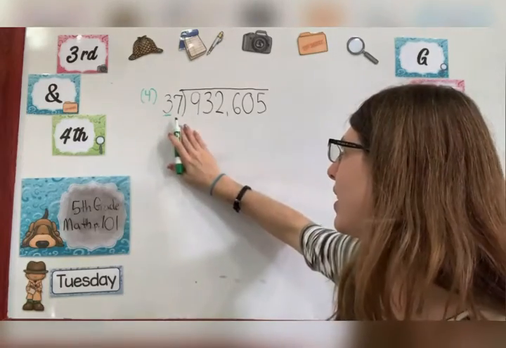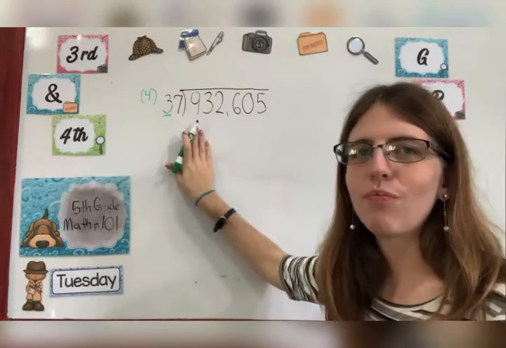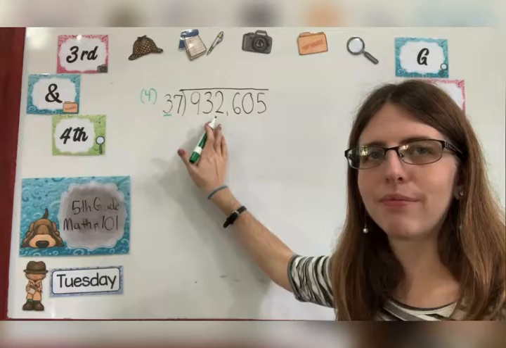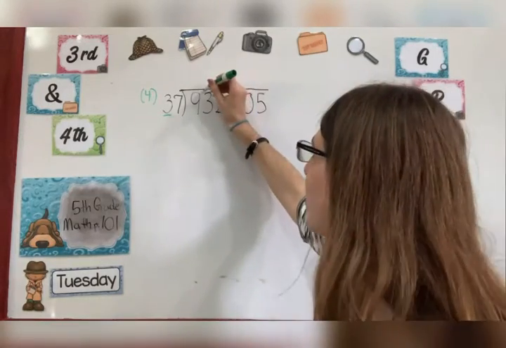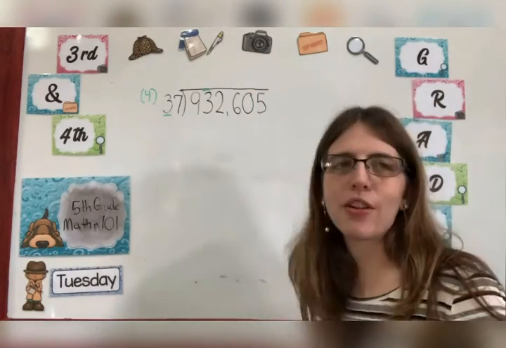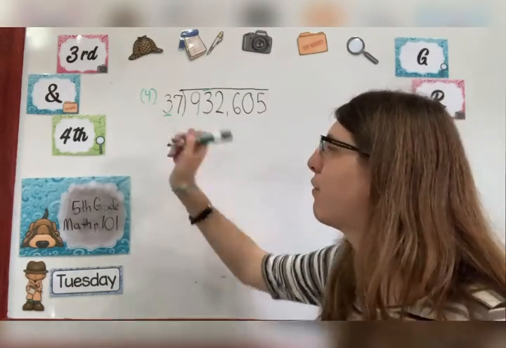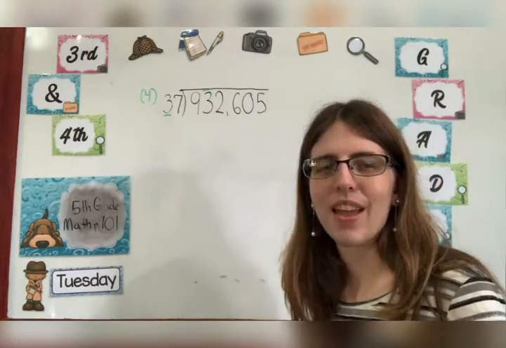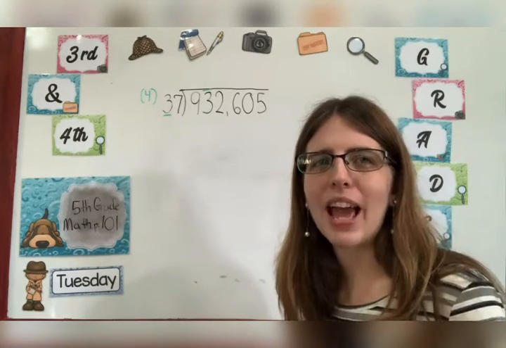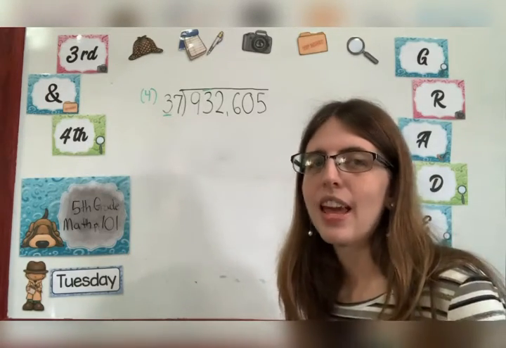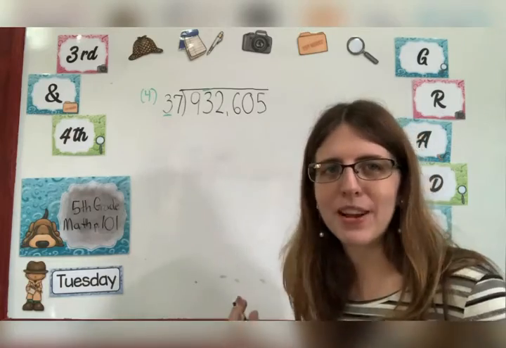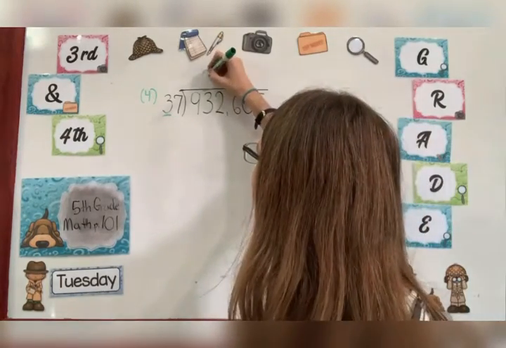Now 37, can that be divided into 9? Nope, that's too small. 93? Yes, so that's where I'm going to start. I'm going to divide 93 by 37, but I'm going to use 4 to estimate. How many times can 4 go into 9? 2, right? That's as close as I can get without going over 9. 2 times 4 is 8. If I said 3, well, 3 times 4 is 12, and that's bigger than 9. So I'm going to use 2.